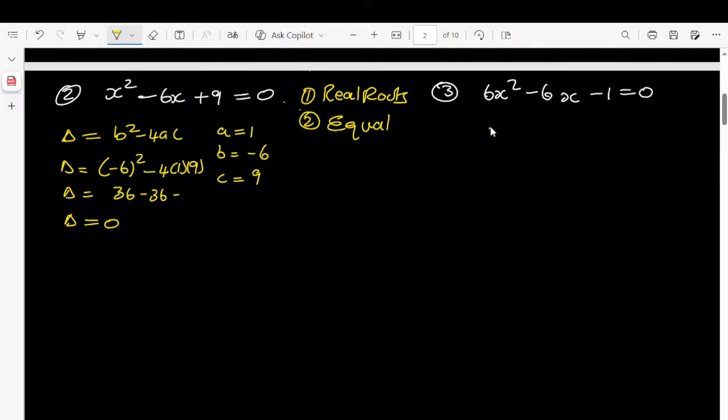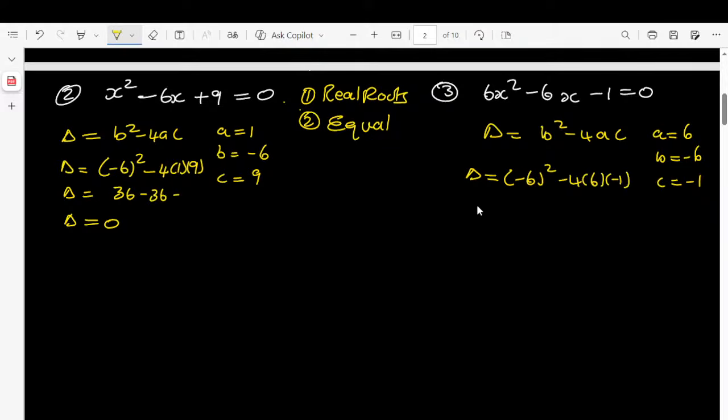So I'm going to say the discriminant is b squared minus 4ac. Now I need to list my values: a is 6, b is minus 6, and c is minus 1. My discriminant will be b, which is minus 6 squared, minus 4 into 6 into minus 1. Therefore, we punch that on the calculator.